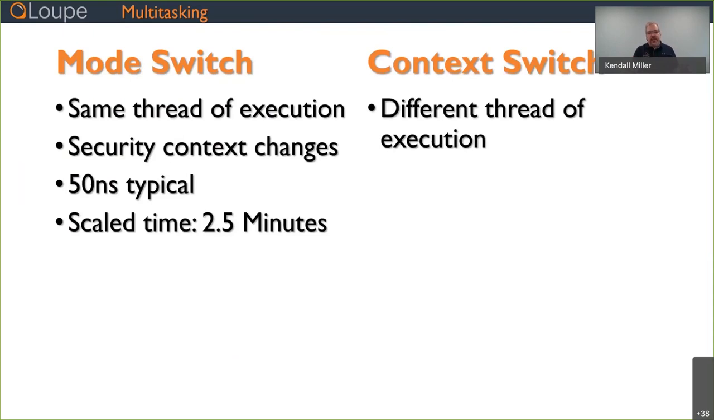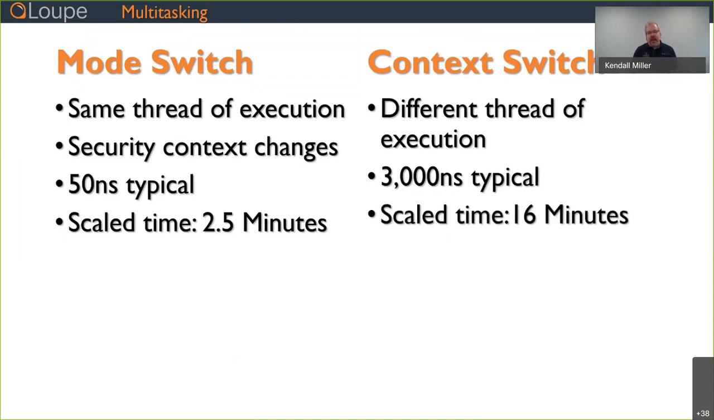Context switching to a different thread of execution is much worse. It takes about 3,000 nanoseconds. The scaled time is 16 minutes. This talk will be over and done. We'll be maybe having our final chats in the Slack channel by the time that context switch completes. So if you take nothing else away from this thread of the conversation, it's that context switching is the worst thing, next to talking across the internet, that you can do to your application for performance. What does this mean for you as a developer?